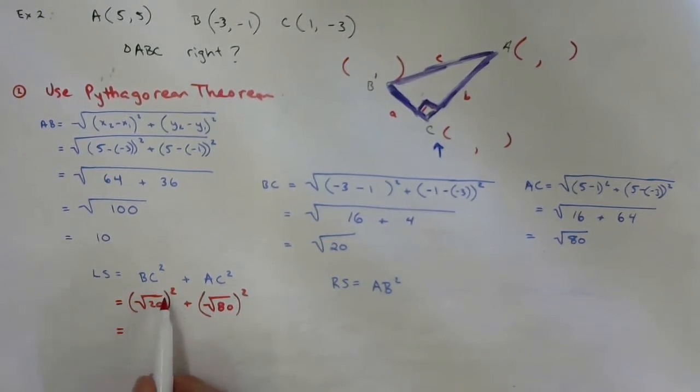Square rooting and squaring are inverse operations. They undo each other. So this is like adding 10 and then taking away 10. You just get the number you started with. Or multiplying by 2 and then dividing by 2. You just get the number you started with. So if I take 20 and I square root it and then I square it, I'm just going to get 20. Okay? Same thing over here. If I take 80, I square root it and then I square it, I'm just going to get 80.